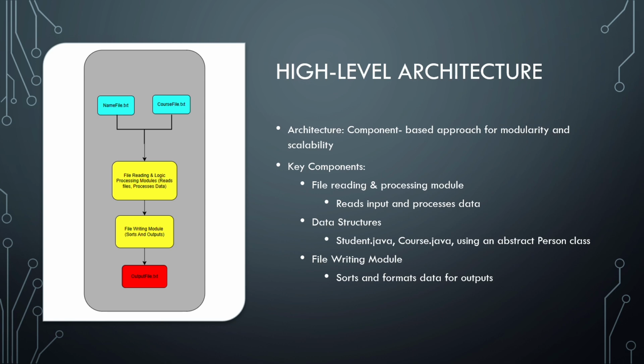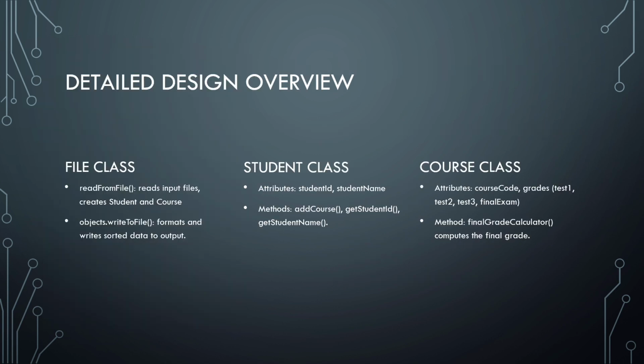Hey guys, my name is Ahmed, and as for high-level design, our project uses a component-based architecture to keep things modular and easy to manage. The main components include a file module to handle reading and writing data structures like student.java and course.java built on an abstract person class to organize and store information, and a file writing module to sort and save data in the correct format. Next, for detailed design, let's discuss key classes and modules.